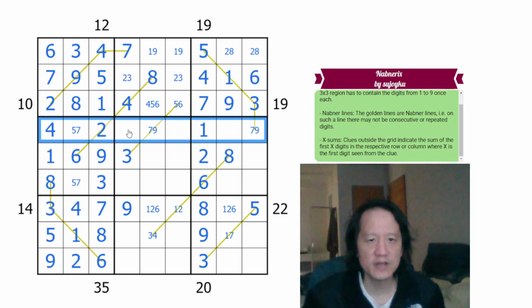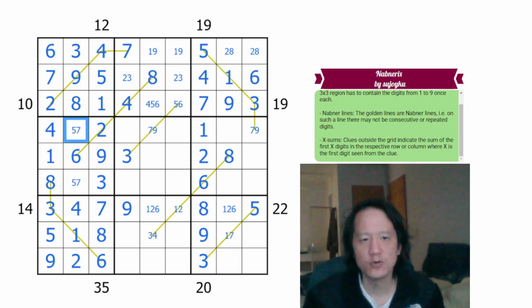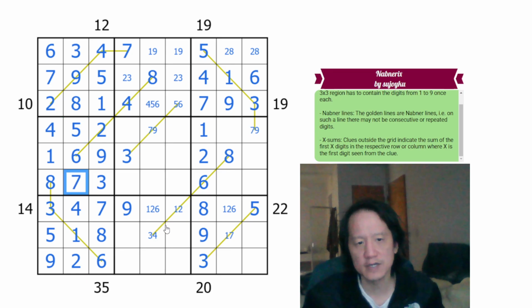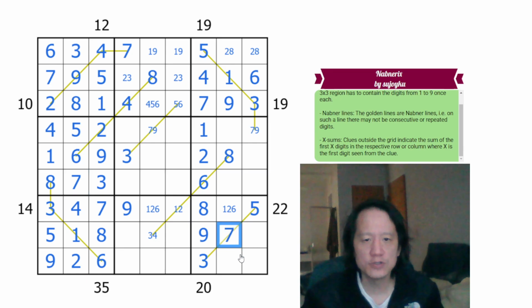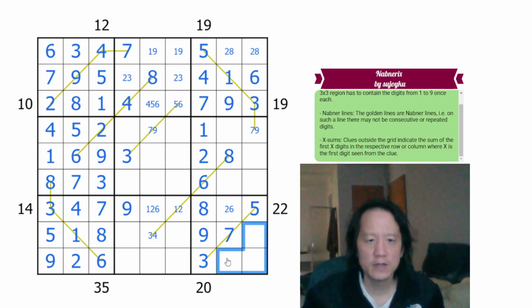Therefore, we have a 7, 9, 7, 9 pair in row 4. That eliminates 7 and 9 from the rest of the row. So this can't be 7 anymore, so therefore it's a 5, which makes that a 7. This can't be 1 anymore, so this must be 7. This can't be 1, therefore this is 2 or 6. This can't be 1, and this can't be 1, and this can't be 1.